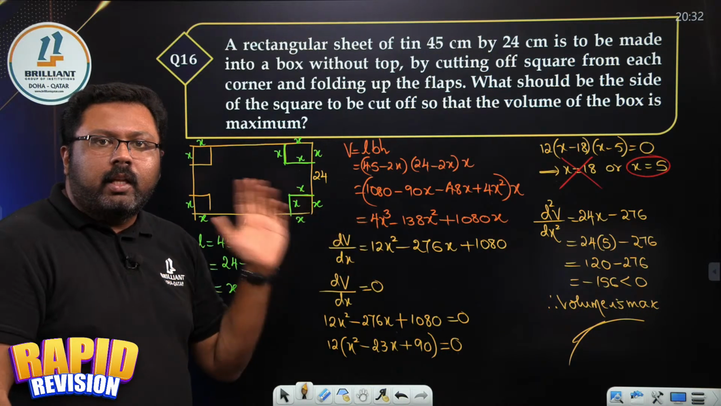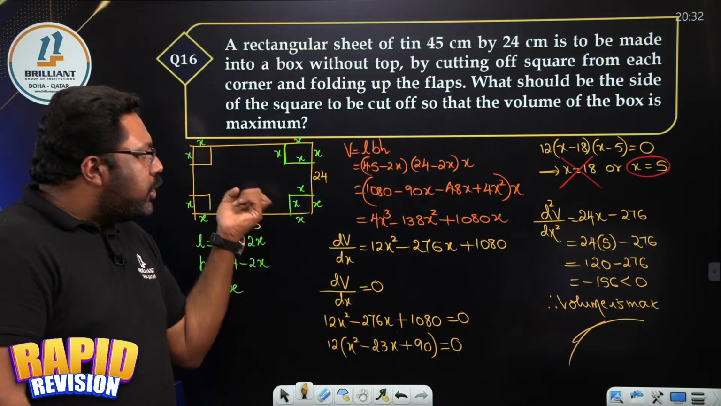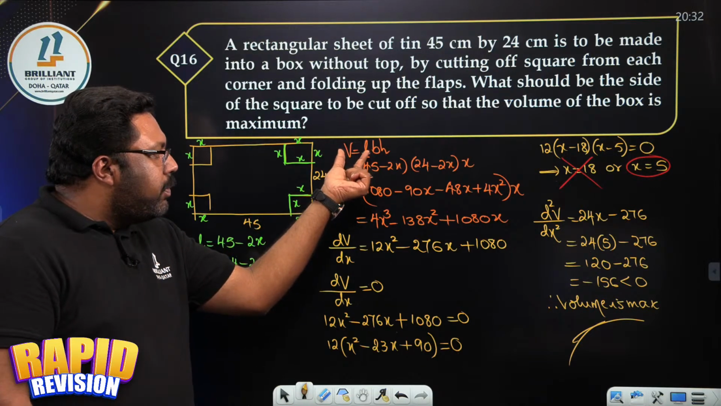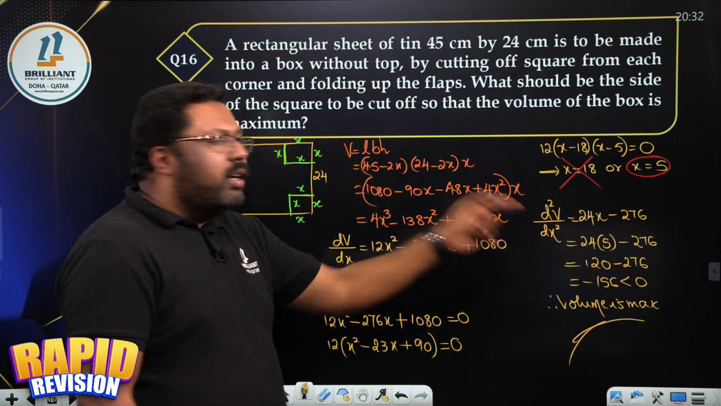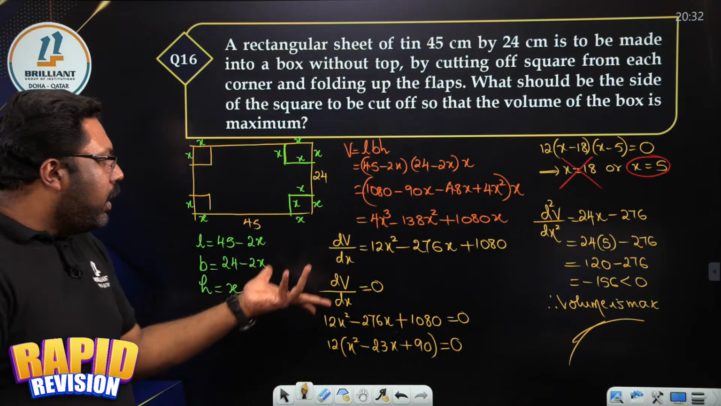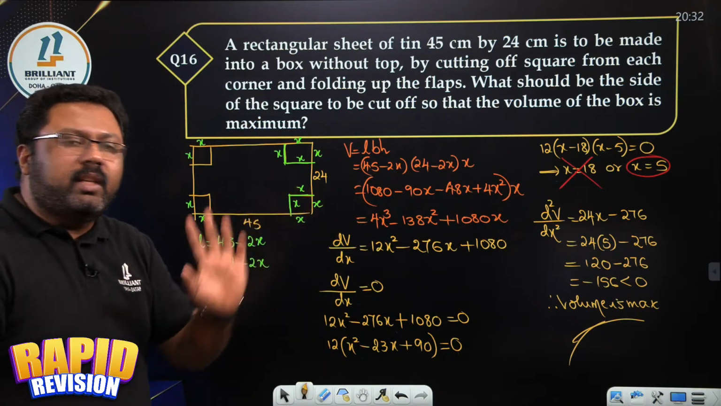Keep in mind, the idea is what is required. Try to get an expression for the variable which you are trying to maximize or minimize in terms of a single variable. The relationship will be given in the question. You just have to use it wisely.